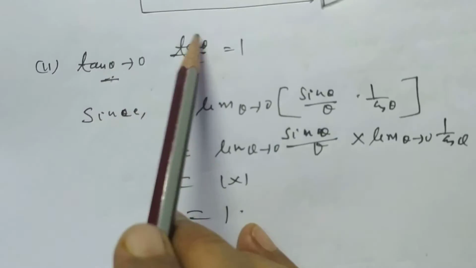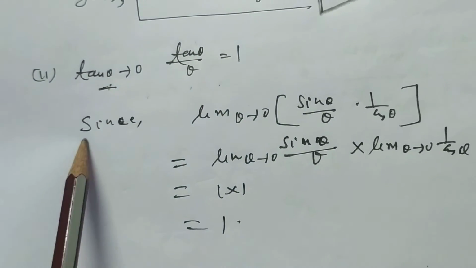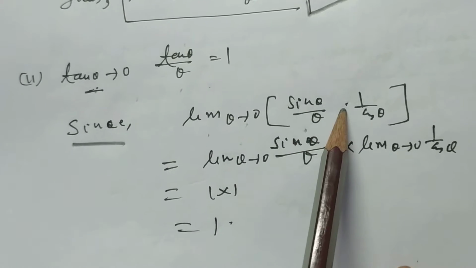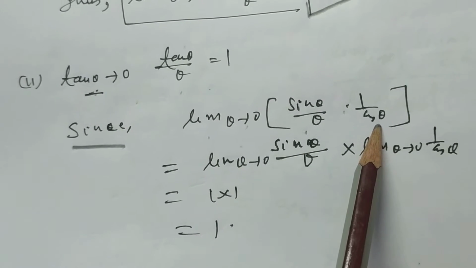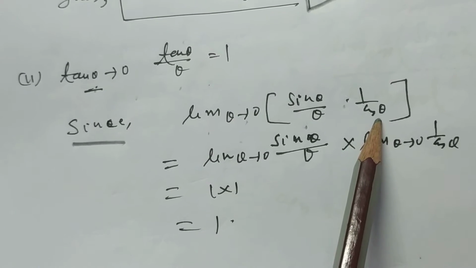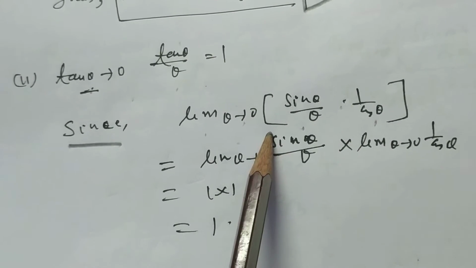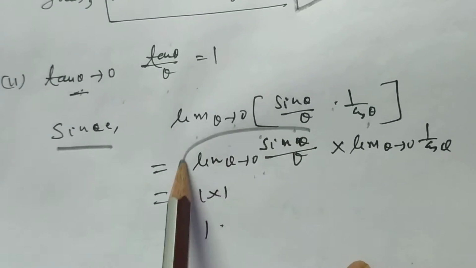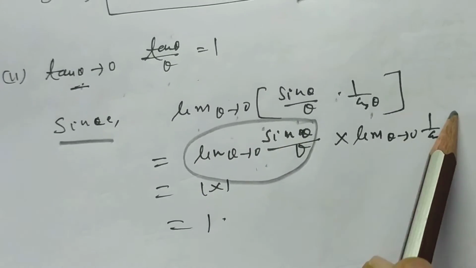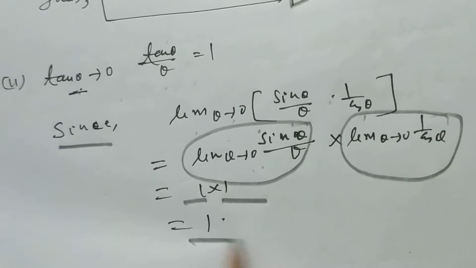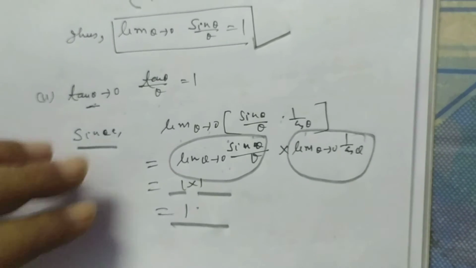Limit theta tends to 0, tan theta by theta is equal to 1. Since tan theta by theta we can write as sin theta by theta into 1 by cos theta, or you can solve this problem by using the expansion of tan theta. This is the alternative and shortcut method. Limit theta tends to 0 of sin theta by theta is 1 and limit theta tends to 0 of 1 by cos theta is 1. So the product is 1. In this way, we can solve this problem.